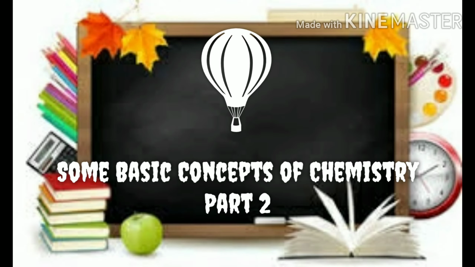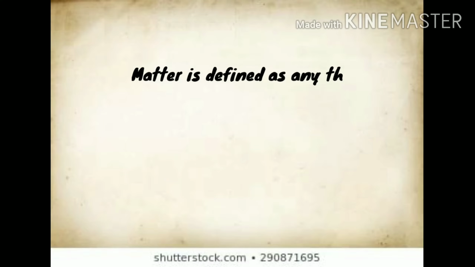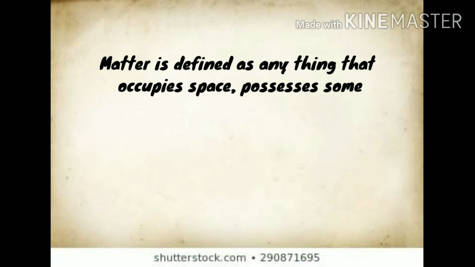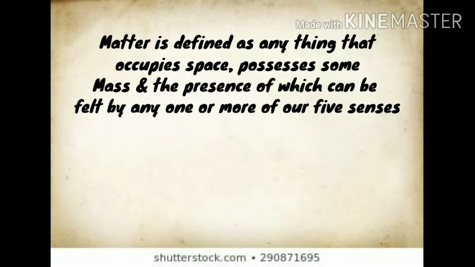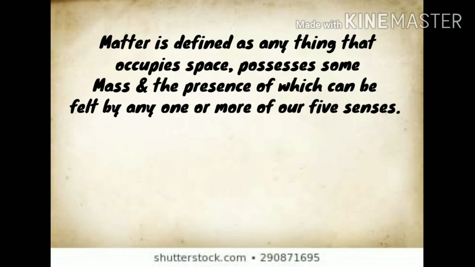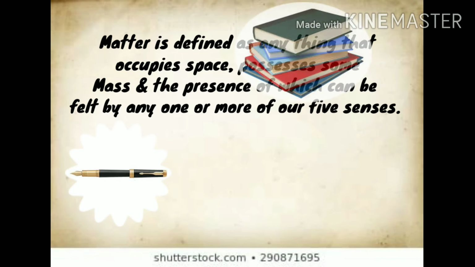In this part we are discussing matter, its nature and classification. Now what is matter? Matter is defined as anything that occupies space, possesses some mass, and the presence of which can be felt by any one or more of our five senses. For example, the pen and the book are all matter.